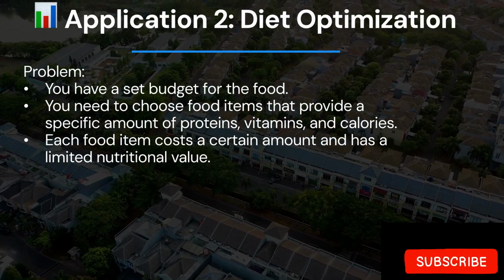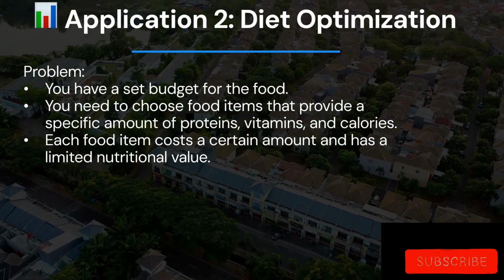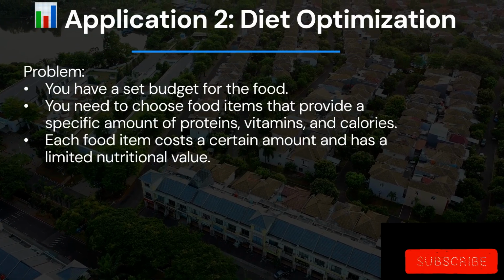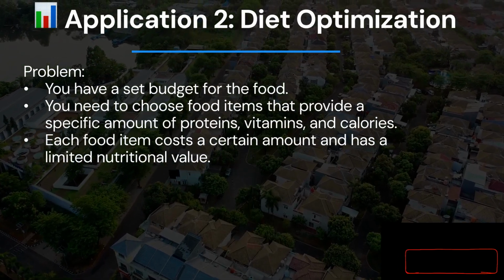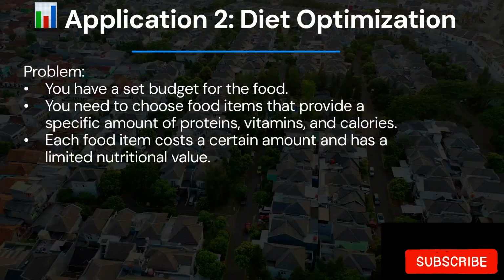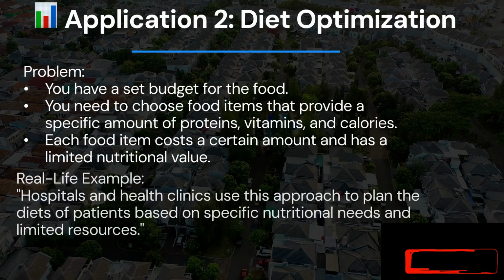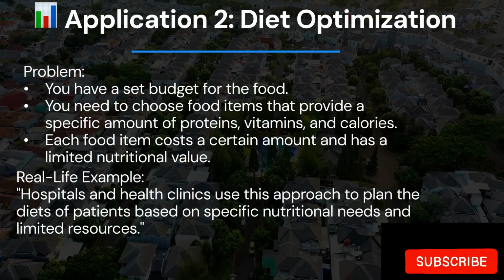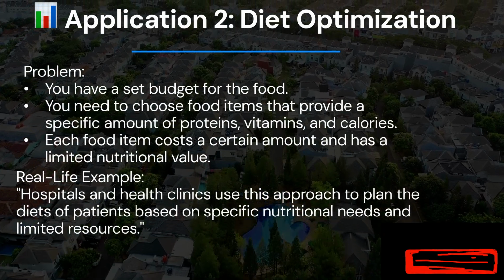How linear programming helps. Linear programming helps here by providing an optimized food combination that meets all the nutritional requirements without exceeding the budget. It's like creating a meal plan that is both healthy and cost-effective. Real-life example. Hospitals and health clinics use this approach to plan the diets of patients based on specific nutritional needs and limited resources.